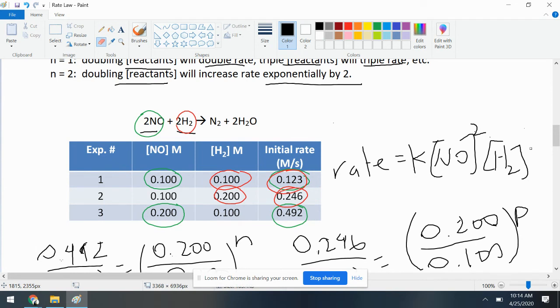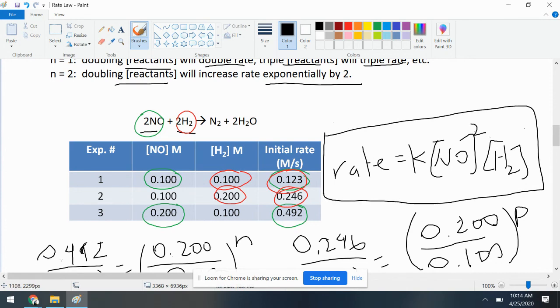Since it's 1, I'm not going to put the 1 for the exponent. It's not necessary, so I'm going to circle this. So at the end, here's my rate law equation. So since H2, the reaction order is 1, as you double the concentration of H2, going from 0.100 to 0.200, the rate's going to double, okay, which means you're going to multiply it by 2.